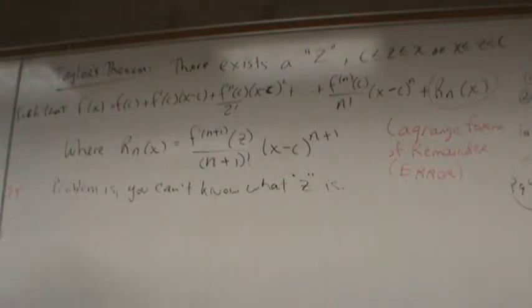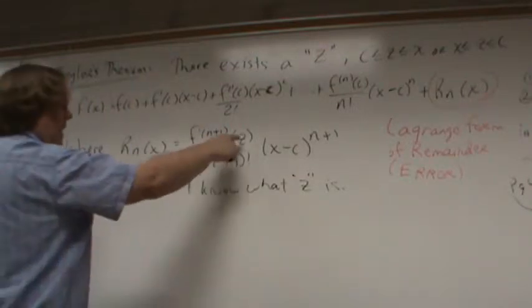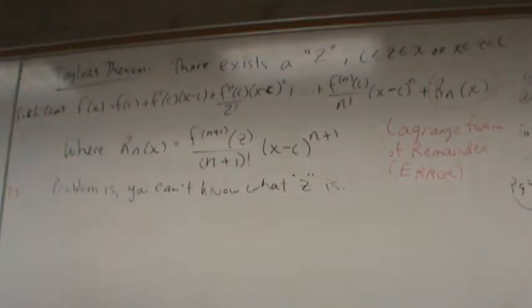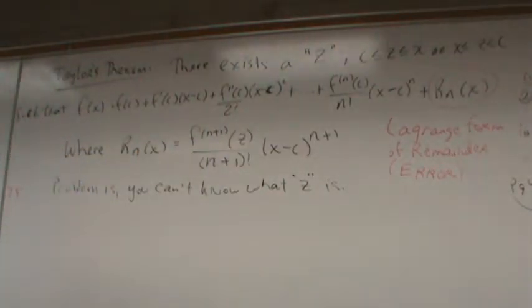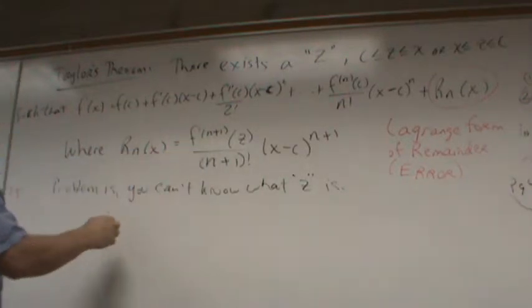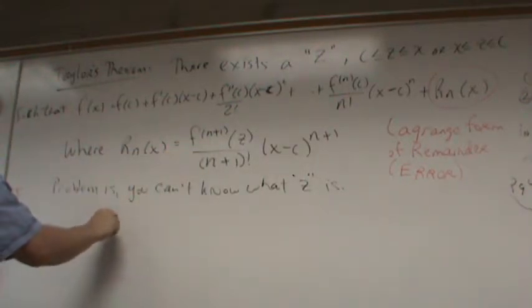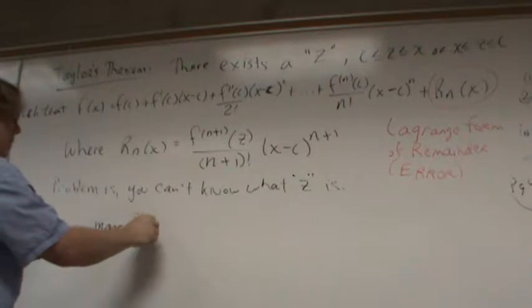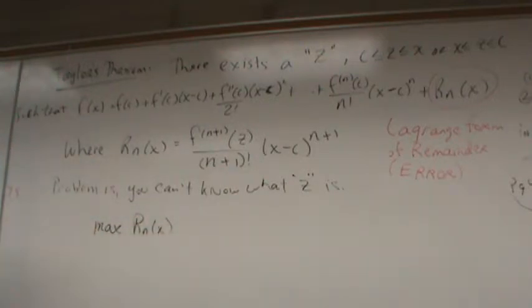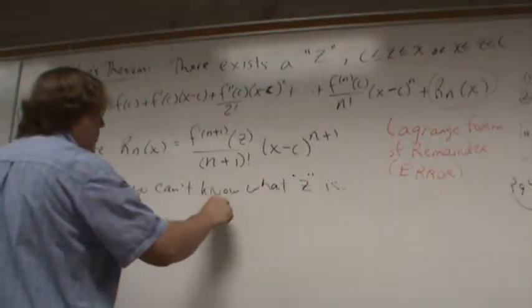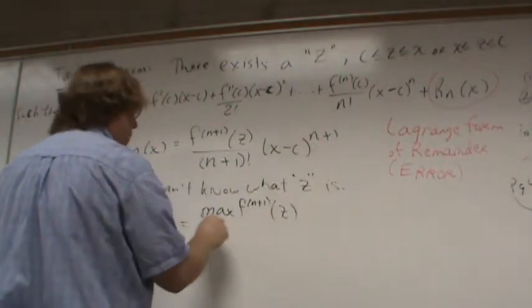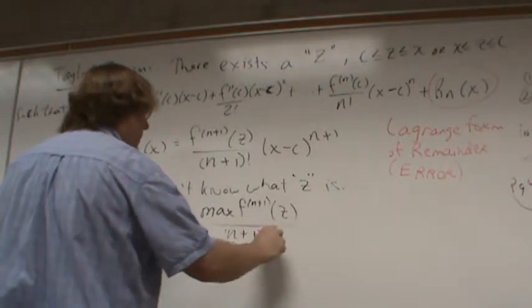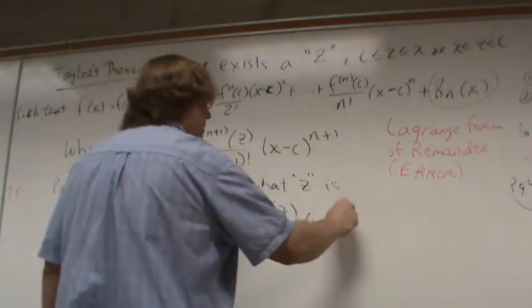So a lot of times when we do this remainder stuff, rather than finding specifically what z is, because you can't do it, we end up caring more about what the maximum value of this is. That is, we care more about the maximum of the remainder, which is going to be the maximum of this n plus 1 derivative evaluated at z over n plus 1 factorial times x minus c to the n plus 1.